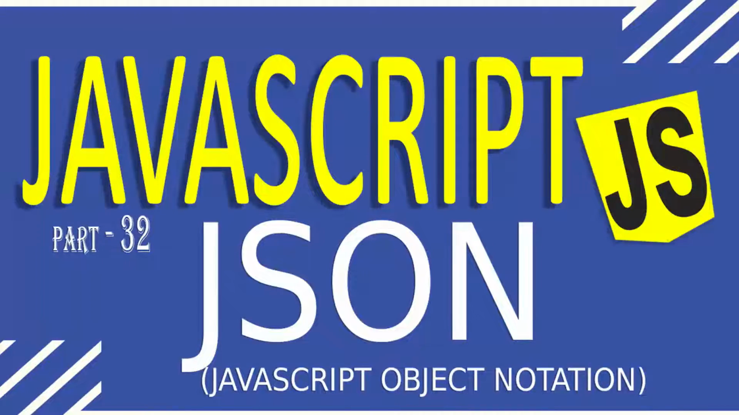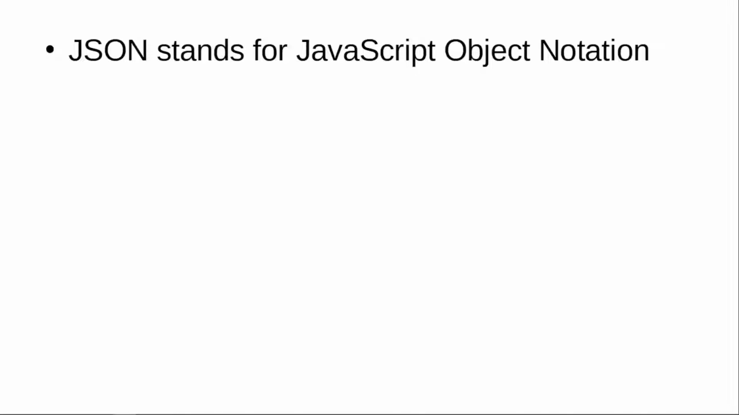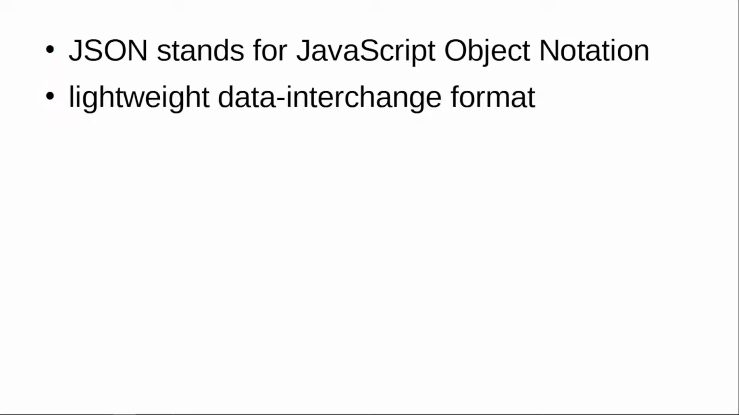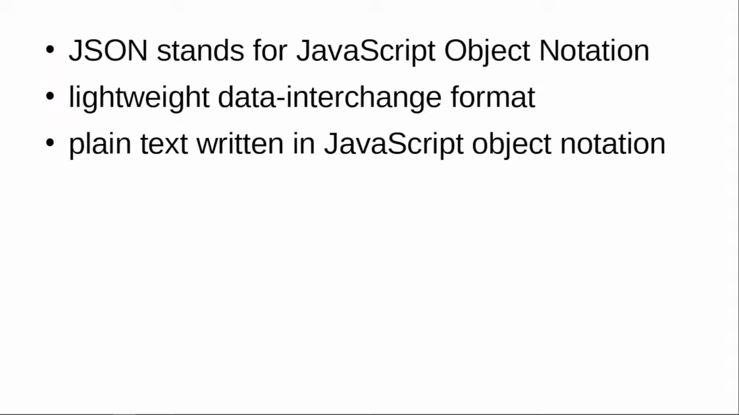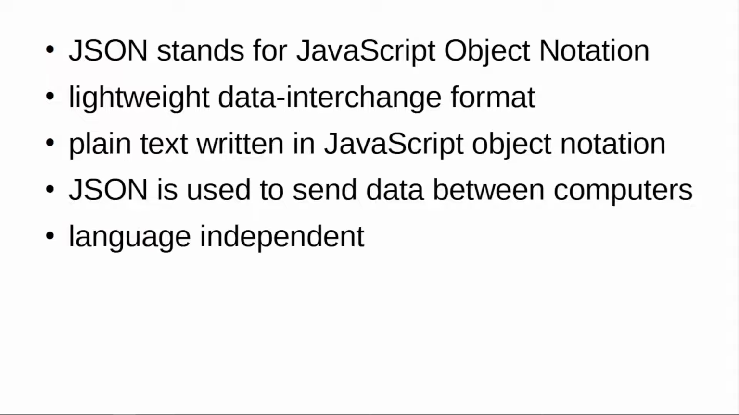Hello everyone, in this video we are going to go through JSON. JSON stands for JavaScript Object Notation. It's a lightweight data interchange format. It's plain text written in JavaScript Object Notation. JSON is used to send data between computers. It's language independent. It means you can import JSON data in any language and make use of it.